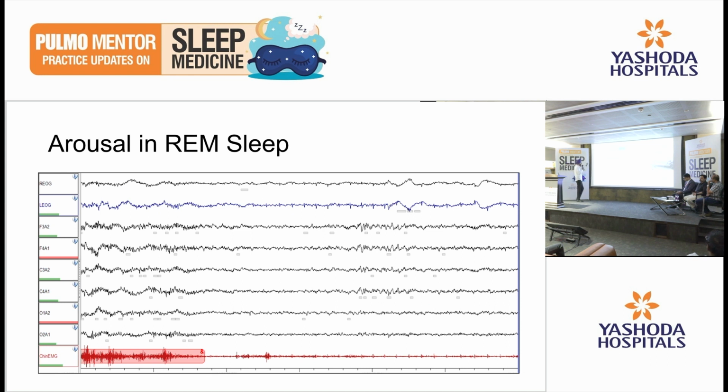Arousal in REM sleep, the definition remains the same. Sudden change in EEG frequency, like in the range of alpha in this case, lasting for 3 seconds. In this case, it is lasting for 7 or 8 seconds. Along with this, your chin EMG should be elevated for more than 1 second. Then we score arousal in REM sleep.